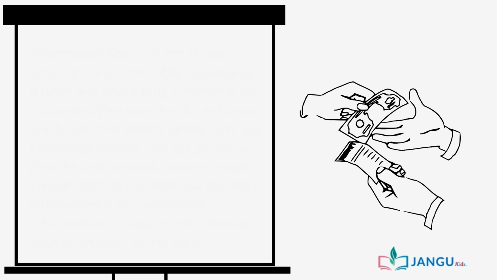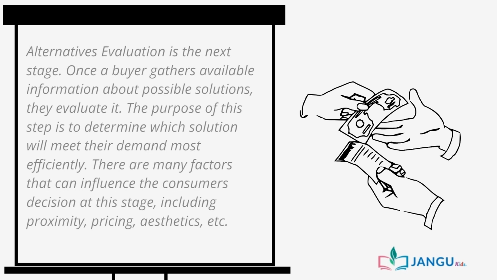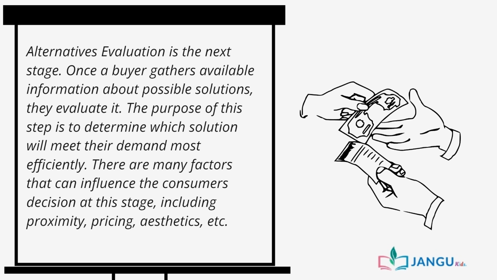Alternative evaluation is the next stage. Once a buyer gathers available information about possible solutions, they evaluate it. The purpose of this step is to determine which solution will meet their demand most efficiently. There are many factors that can influence the consumer's decision at this stage, including proximity, pricing, aesthetics, etc.